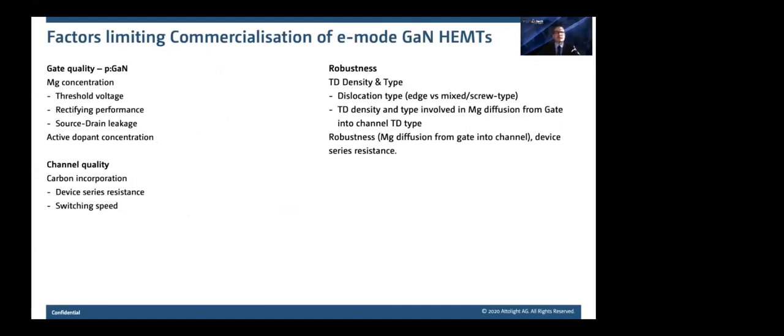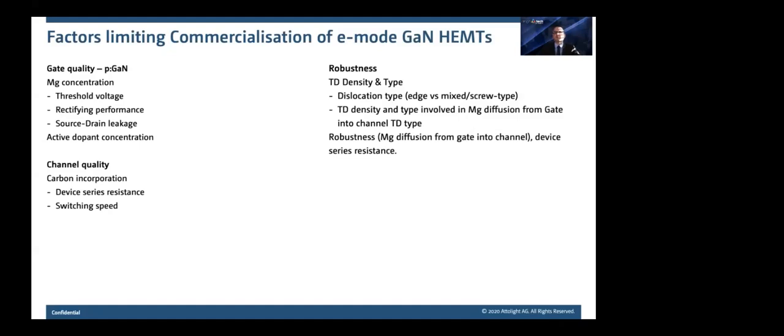Then there's another aspect, which is the active dopant concentration. When magnesium is implanted in gallium nitride, what we are interested in is having the magnesium atom act as an active acceptor. So in the end, we're interested in getting the active magnesium concentration. The second factor is channel quality. This is very much influenced by carbon incorporation in carbon compensated GaN. This influences the device series resistance, but also the switching speed.